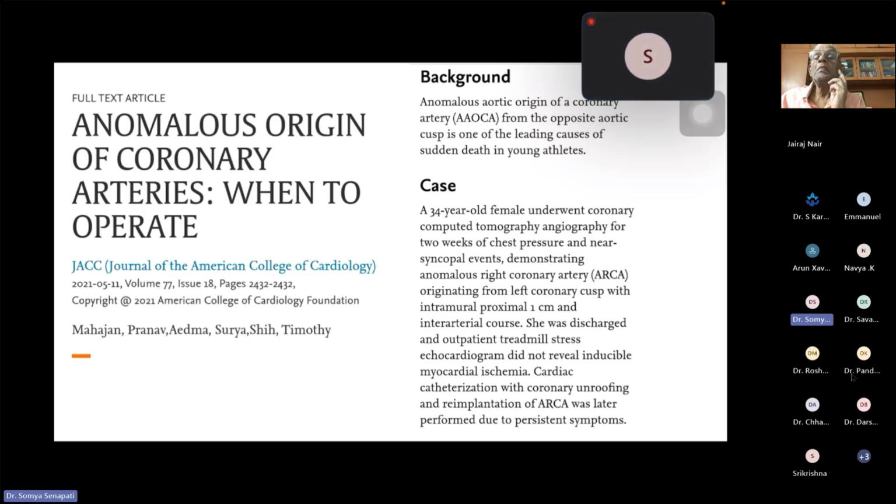events, demonstrating the anomalous right coronary artery origin from the left coronary cusp with an intramural proximal 1 centimeter and interarterial course. She was discharged and an outpatient treadmill stress echo was done, which did not reveal any inducible myocardial ischemia. Cardiac cath with coronary unroofing and reimplantation of the right coronary artery was later performed due to persistent symptoms.